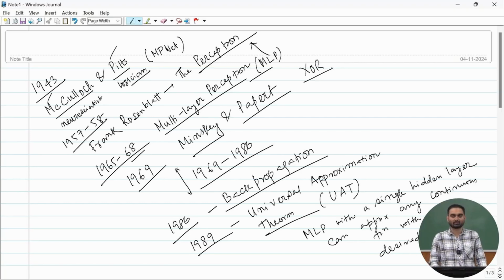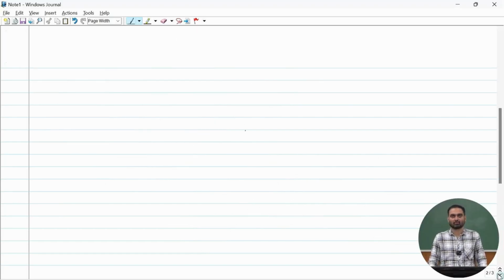By the way, I'm not going into the details of this theorem. As I mentioned, this is basically the introductory part. If you are interested in understanding all the details, you should go through a formal deep learning course. Nevertheless, this is a very brief introduction to the history of neural networks. So when we talk about neural networks, the term neural network has some connection with the neuron, right?